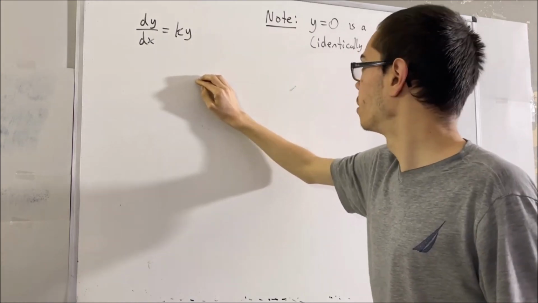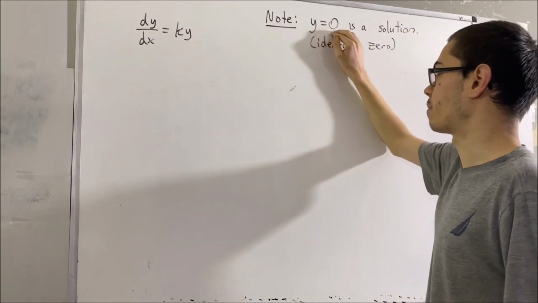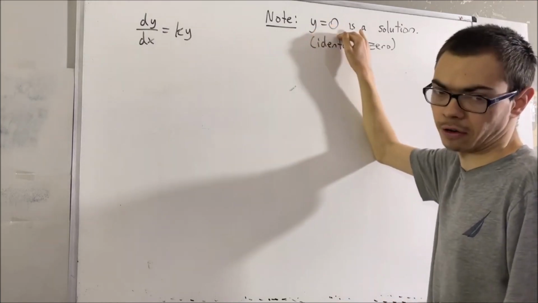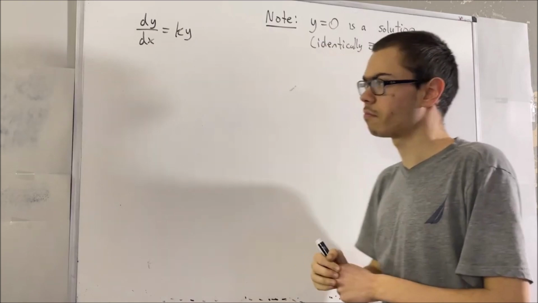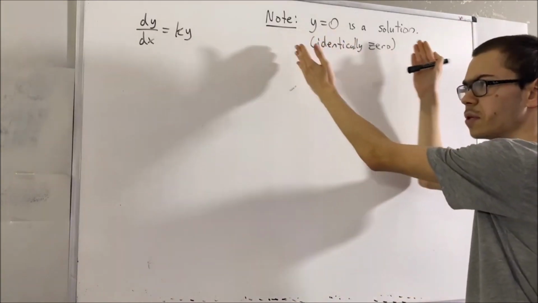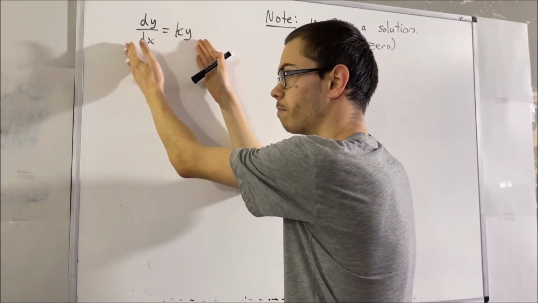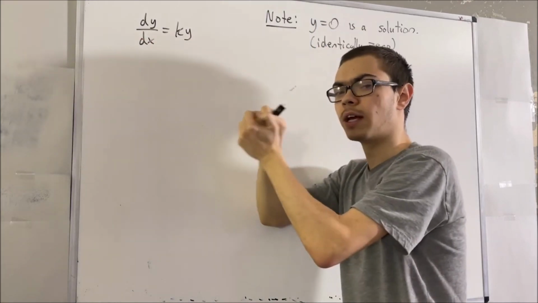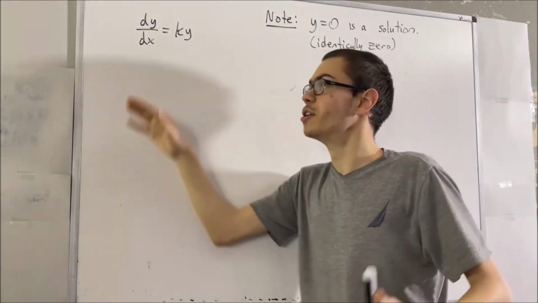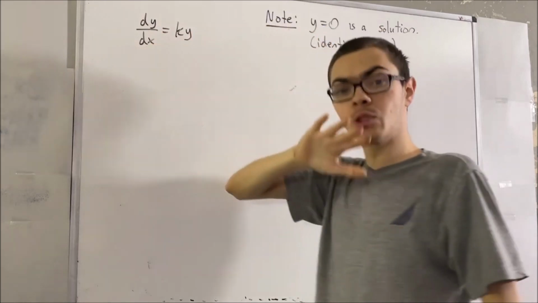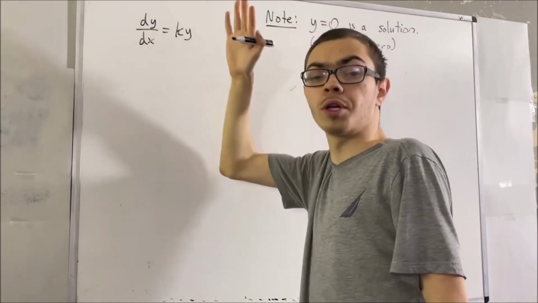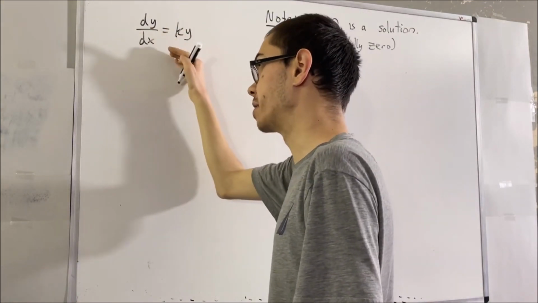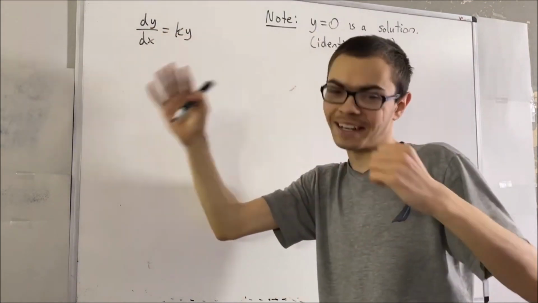But also, if we take the derivative with respect to x, we get dy over dx is 0. So the left-hand side is also 0 for all x. So this is a solution to this differential equation. What that means, though, is that every other solution is one where y is not identically 0. So we are going to assume that in this differential equation, y is not identically 0.